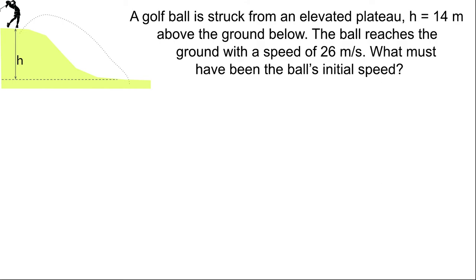We are trying to determine what must have been the initial ball's speed. So let's think through our types of energy. We need to choose two locations within the problem that are related to the type of information given. And hopefully it seems obvious, we're going to compare the plateau to the ground, because that's the type of information I have and that I need.